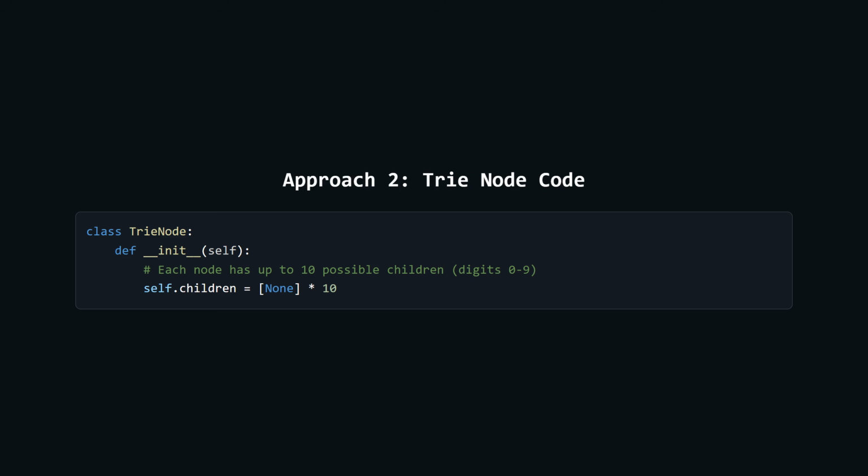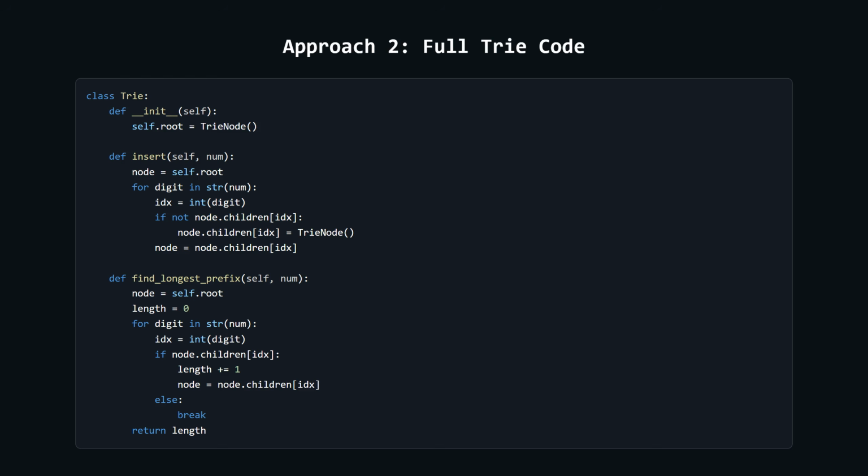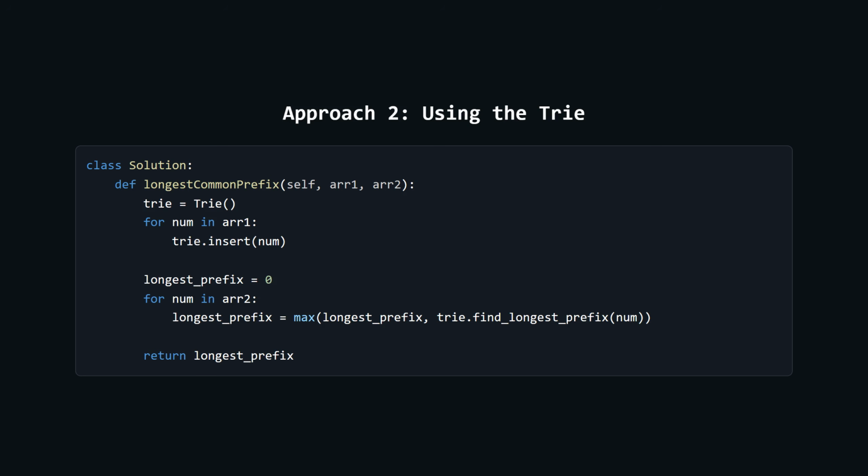Here is how we define a node for our tree. Since we are dealing with digits from 0 to 9, every single node can have an array of up to 10 potential children. This is the full logic for the trie class. The insert function builds the paths by creating new nodes whenever a digit doesn't have a path yet. The find longest prefix function just walks down those paths and counts how many steps it successfully takes before hitting a dead end.